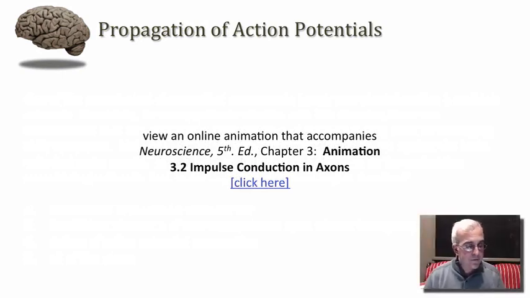Lastly, I would encourage you to view Animation 3.2. You can do that by clicking on the hyperlink in your tutorial notes document, or follow your browser navigator to the website that supports our textbook, and view Animation 3.2, Impulse, Conduction, and Axons. And hopefully that will give you yet a different take on this important concept of the propagation of electrical signals along the length of an axon.